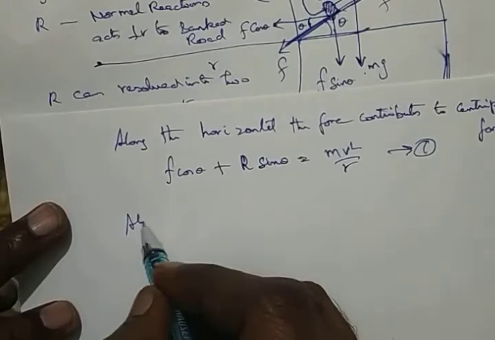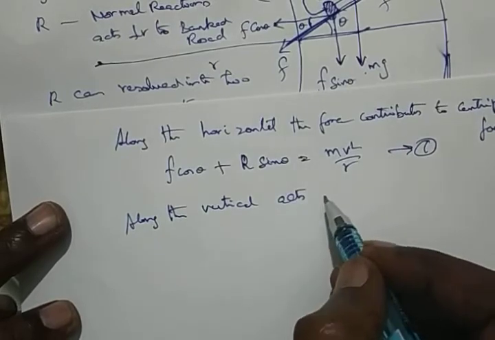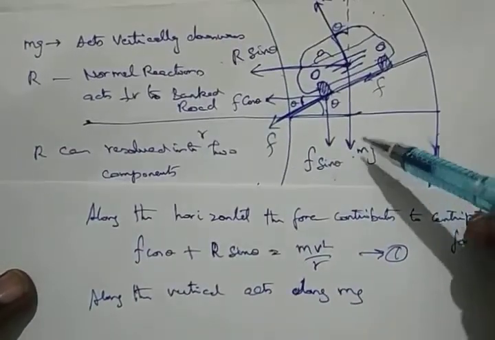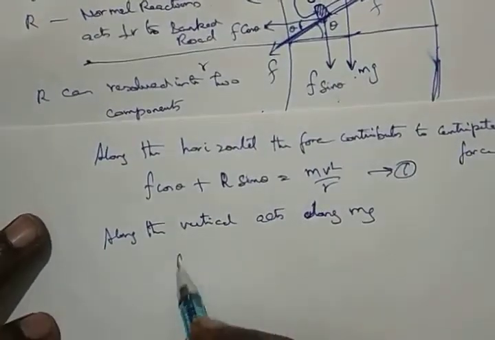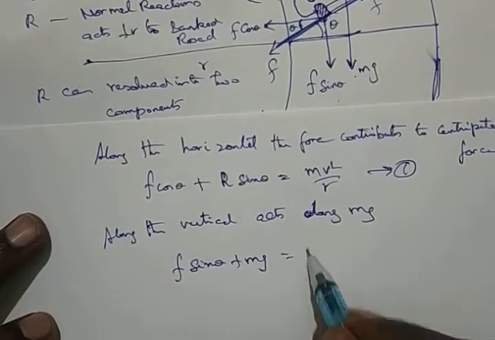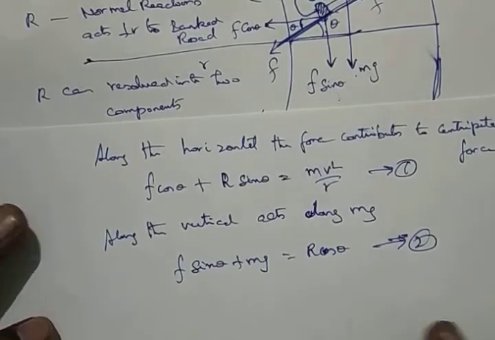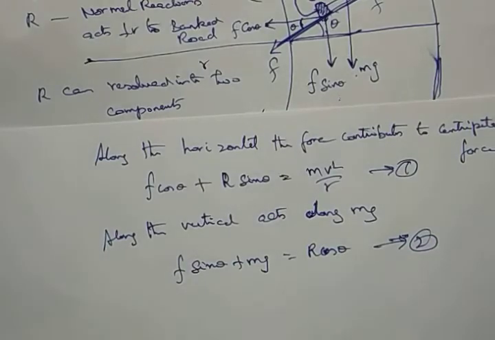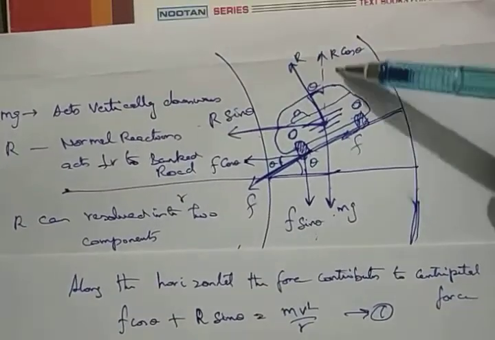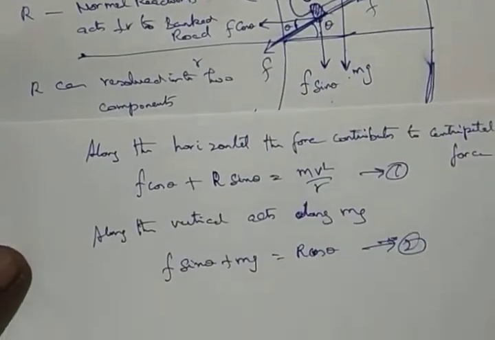Next one is along vertical, acts along mg. So what are the things that act along mg? F sin theta plus mg is equal to R cos theta. Quite simple. Two forces downwards and only one force at the top, R cos theta, exactly opposite to this one. Here two forces are there, it contributes to the centripetal force.